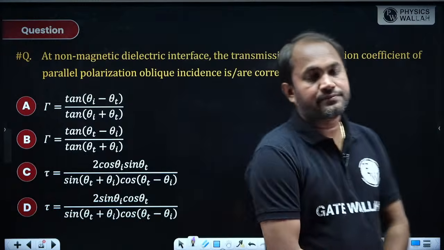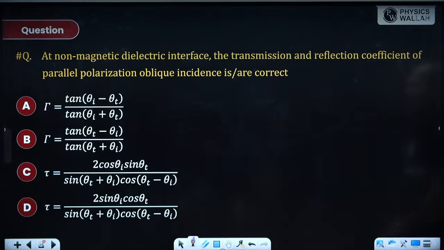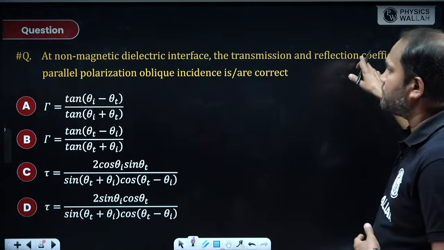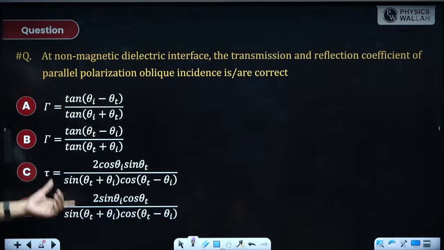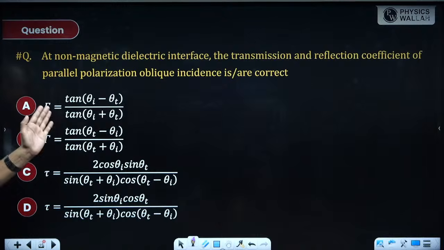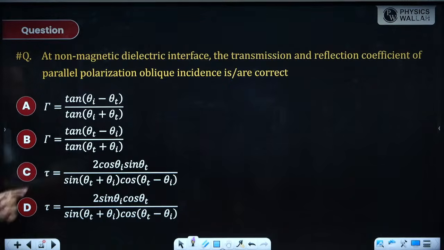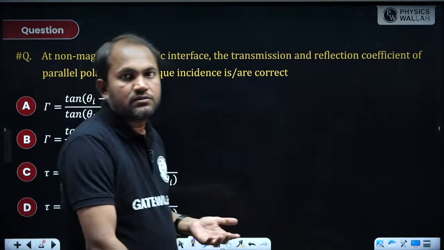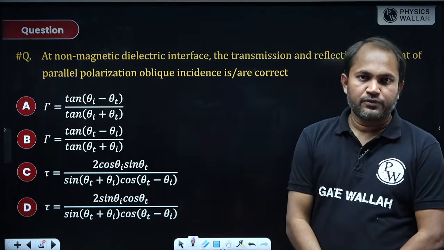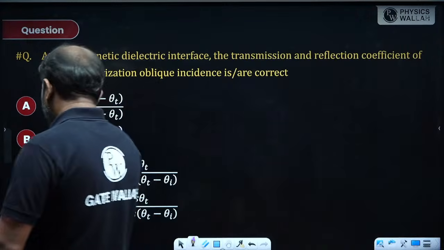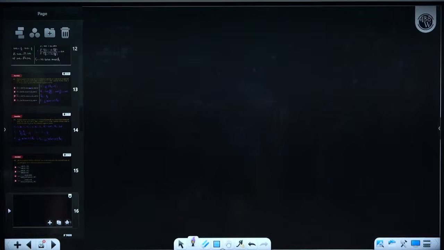Next question. The question is: for a non-magnetic transmission line, the reflection coefficient of parallel polarization for oblique incidence is... So they are asking the transmission coefficient and reflection coefficient. In the GATE exam, they will directly ask this question, because this is a question from SEDICO. So you have to prepare for that.